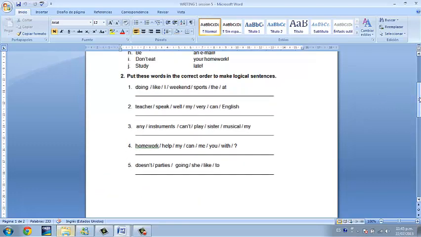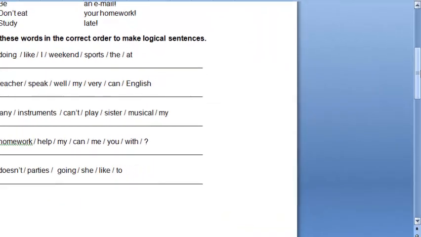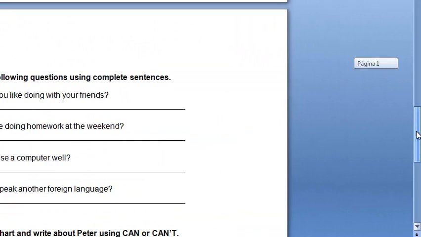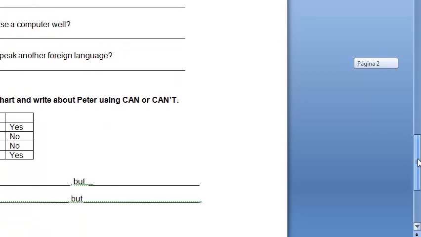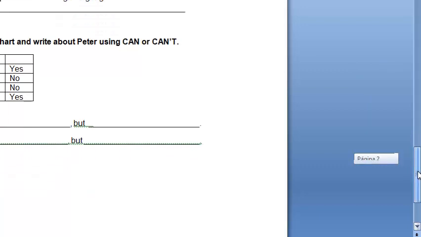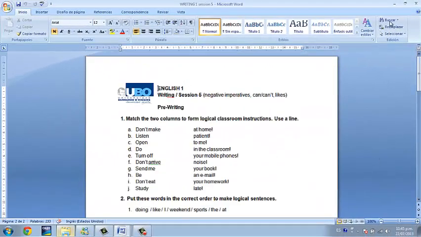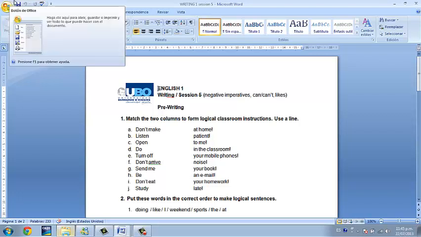So writing reports or writing activities in general implies lots of these grammar or structure exercises. Here again, what they usually do during the weekend. Can you use a computer well? They need to see if Peter can sing or not, or Peter's abilities, and that would be the writing activity related to English 1.